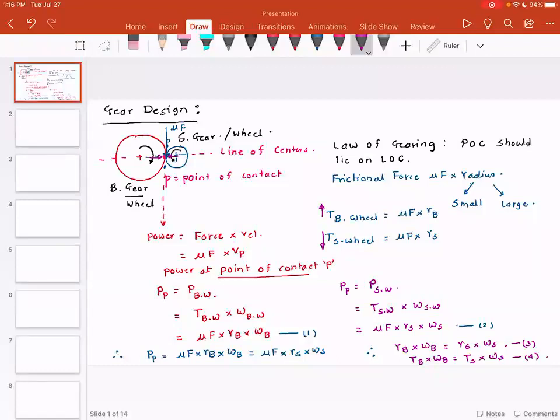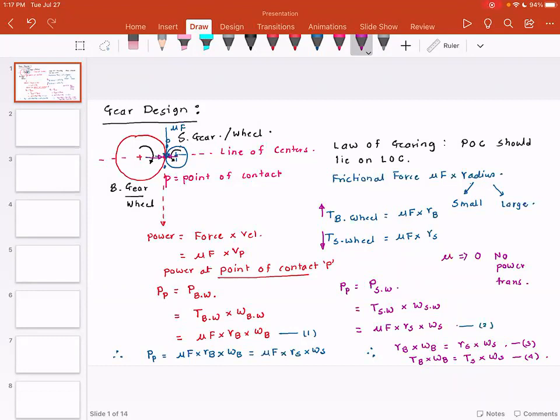Now, what are the limitations of the friction wheel? In the friction wheel, you have this unwanted dependence on mu. So for example, if mu becomes zero, then there is no power transmission. So how do we account for this?